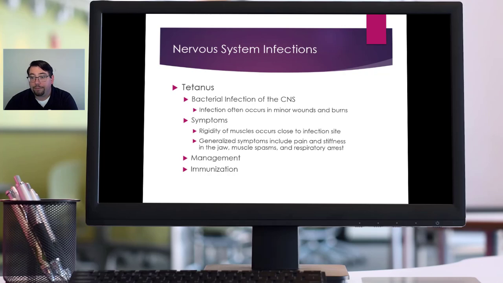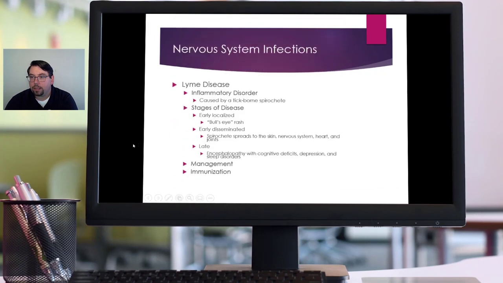For tetanus, bacterial infections, so again, of the central nervous system, symptoms are going to include nuchal rigidity, or muscles that are going to be close to the infection site. We may also see issues with generalized locking of the jaw. Management for us is going to be pretty basic, but again, it's really focused on the immunization.